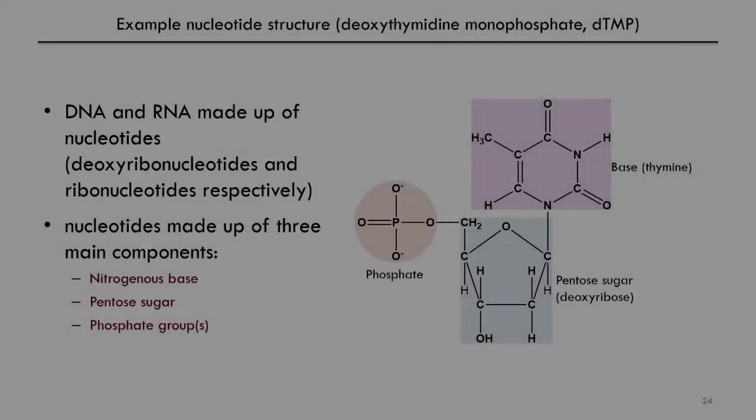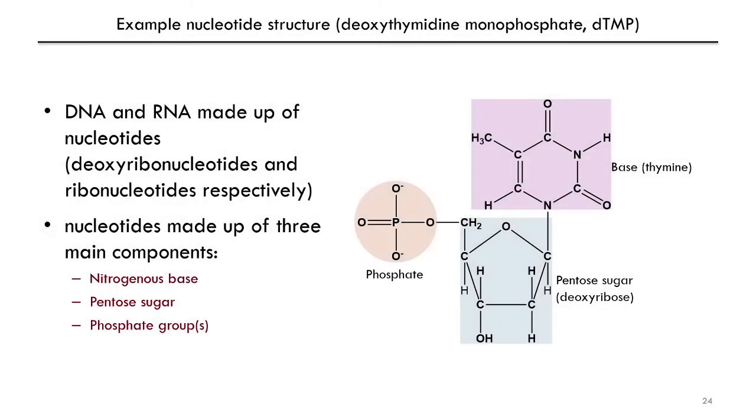Hello everyone and welcome back to this lecture where we're continuing our discussion of Chapter 2 from your textbook. In the last part we talked about experimental evidence pointing to DNA being the molecule carrying genetic information. In this part we talk about the chemical structure of nucleic acids, DNA and RNA.